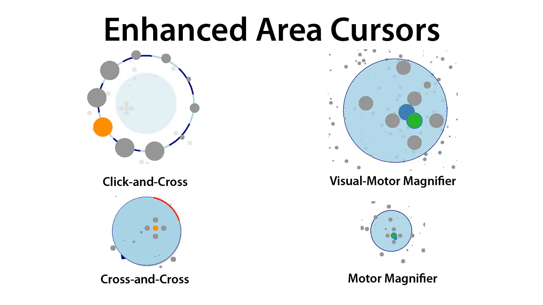We have introduced 4 types of enhanced area cursors based on design goals to reduce fine pointing demands for people with motor impairments. These designs include visual and motor space magnification and extending goal crossing beyond pen-based devices.